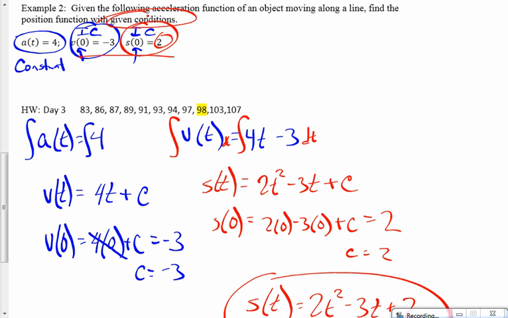Here's your day 3. These problems are extra. I encourage you to try some if you've got time. They're good antiderivative practice, and then a nice little application as well.